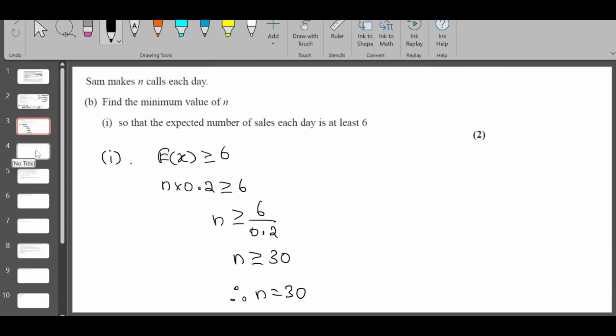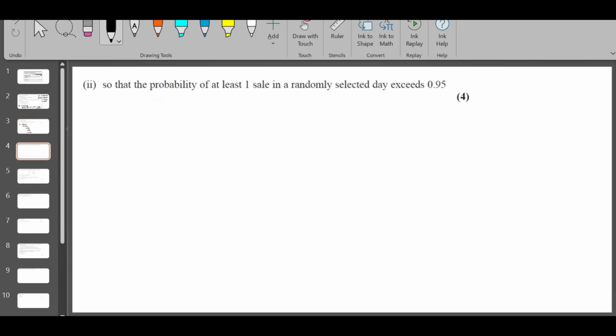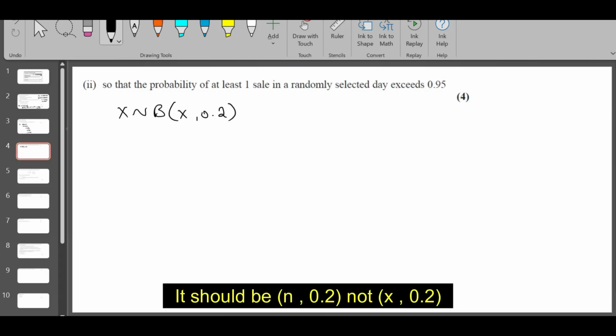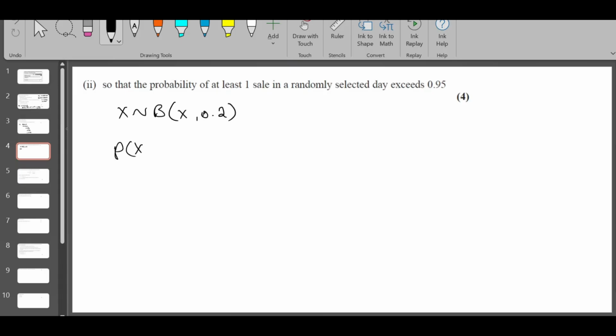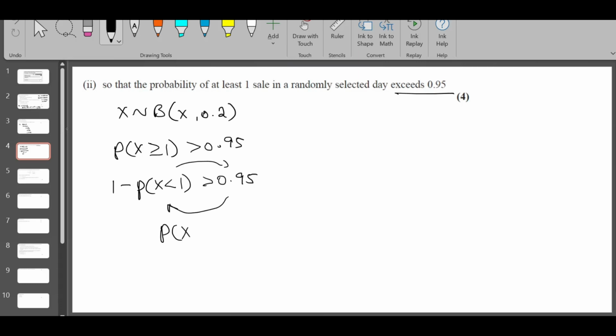Let's move on to part (b)(ii). Find the minimum value of n so that the probability of at least one sale in a randomly selected day exceeds 0.95. Now we don't know n, but the probability of success is the same. The probability of X at least 1 exceeds 0.95. When you rewrite this, 1 minus P of X less than 1 is greater than 0.95, so P of X less than 1 is less than 0.05.